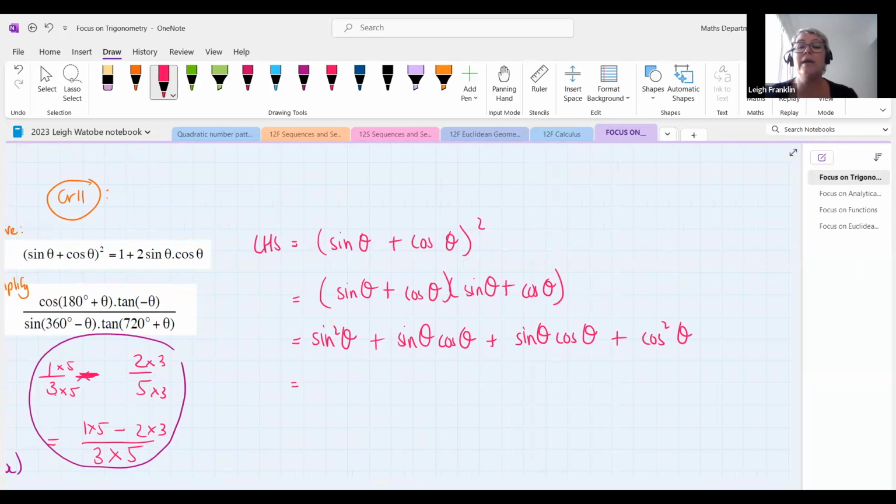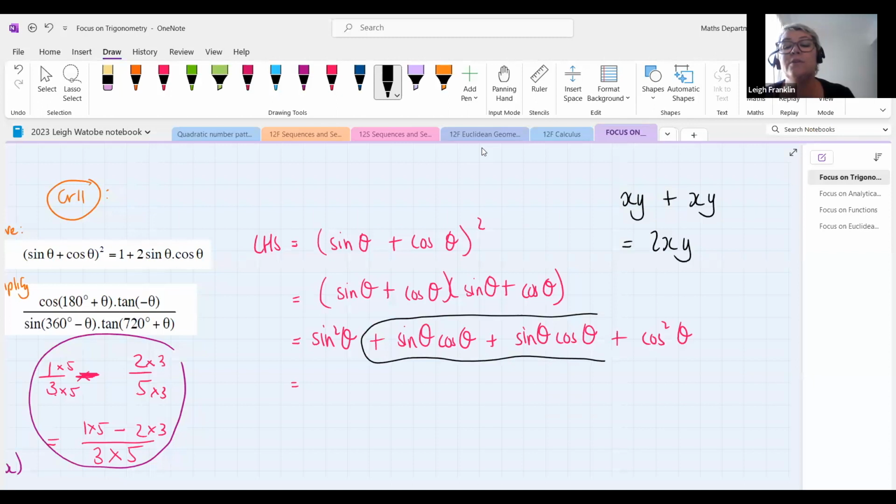So in algebra, if you have xy and you add xy, that gives you 2xy, doesn't it? So that's what's happening here. If you've got sine theta cos theta and you add sine theta cos theta, you've got 2 sine theta cos theta.